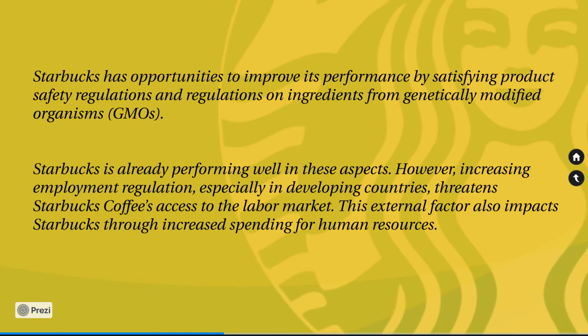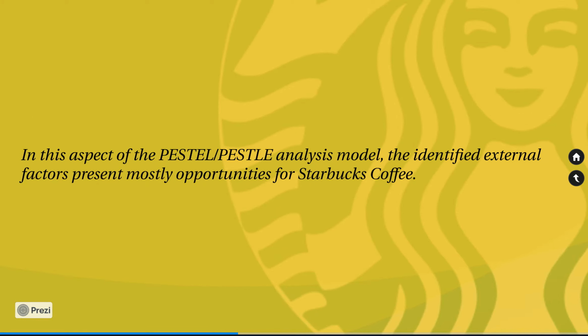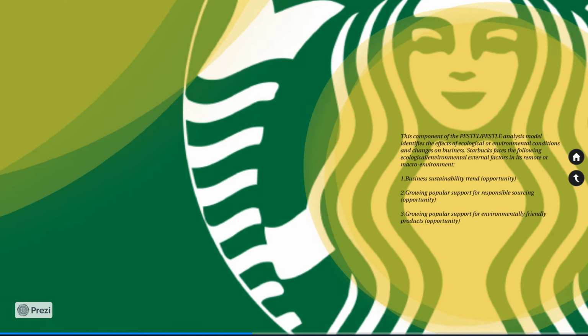Starbucks has an opportunity to improve its performance by satisfying product safety regulation and regulation on ingredients from genetically modified organisms, also known as GMOs. Starbucks is already performing well in these aspects. However, increasing employment regulation, especially in developing countries, threatens Starbucks coffee's access to the labor market. This external factor also impacts Starbucks by increasing spending for human resources. In this aspect of the PESTLE analysis model, the identified external factors present mostly opportunities for Starbucks coffee.